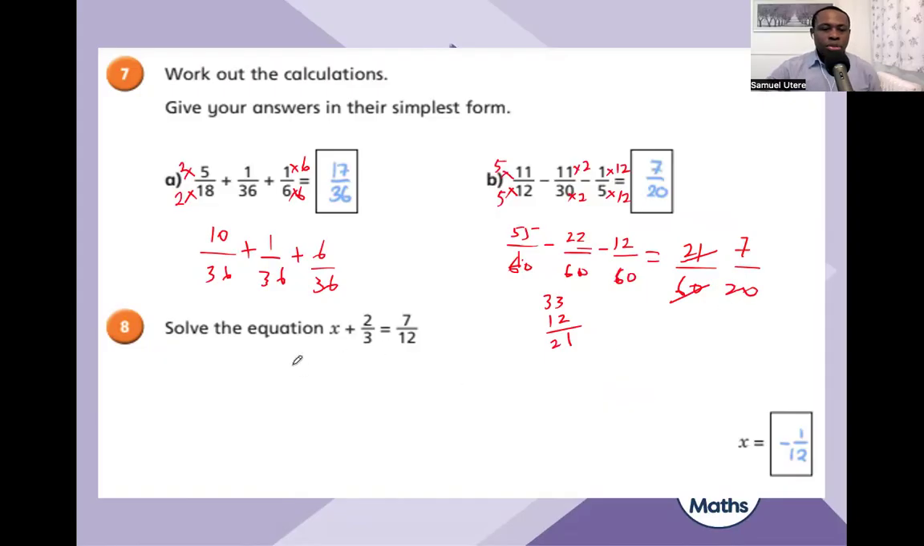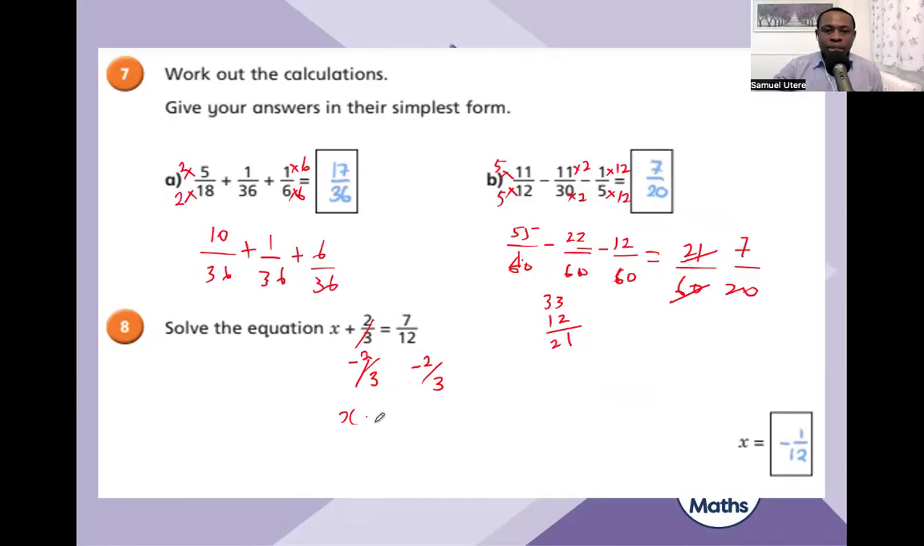Then for this one, we're asked to solve the equation. So remember how we solve an equation. We eliminate or get rid of the thing that is preventing us from having the variable standing on its own and being expressed as equal to a number. And that thing is 2/3. The inverse of adding 2/3 to the equation is to subtract it. Okay, to get rid of that, we subtract, but we have to do it to the right-hand side as well.